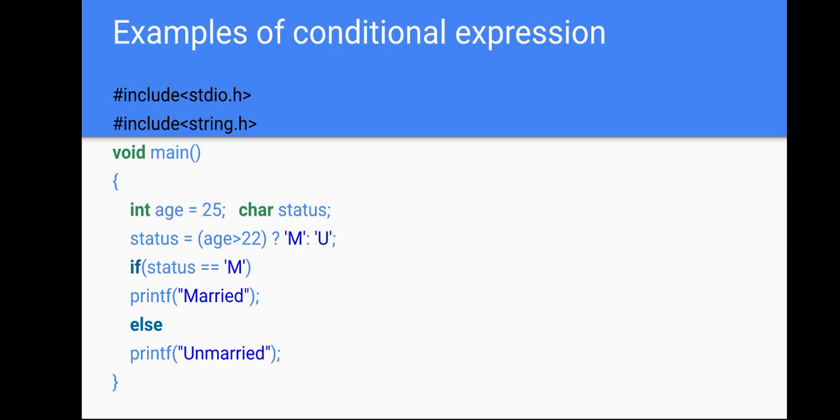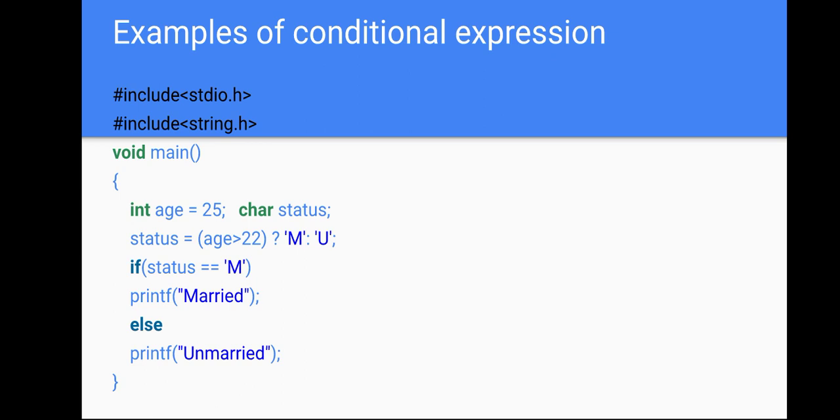Now I am saying here status, this is the conditional operator, listen carefully. Status is equal to age greater than 22 question mark M colon U. What does it mean? If this first condition is true, that is if age is greater than 22 is true, then he or she is married, so M will be taken as the value. If the age is not greater than 22, then the answer is U, unmarried.